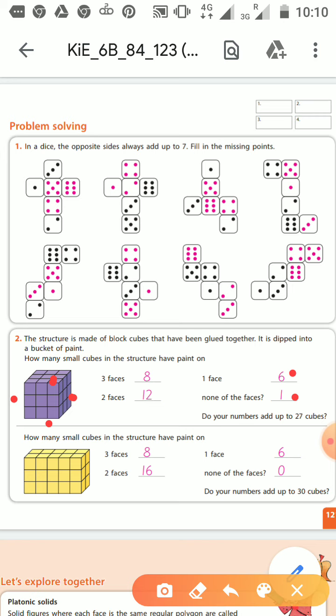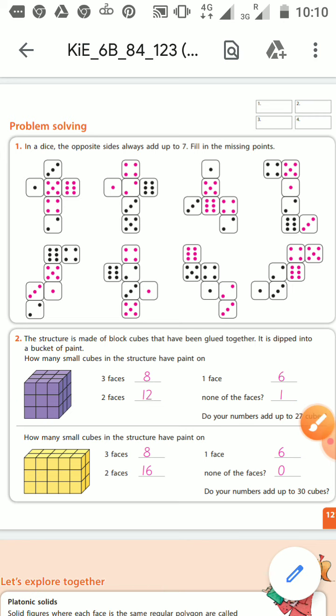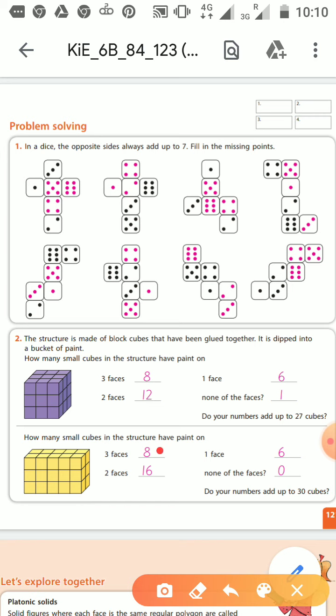All right. Same principle really for this rectangular cube. How many have got 3 faces painted? Well, the corners have. There's a good example. That one there, and that one over there, that one there, that one there. All right. There's 8 in total.